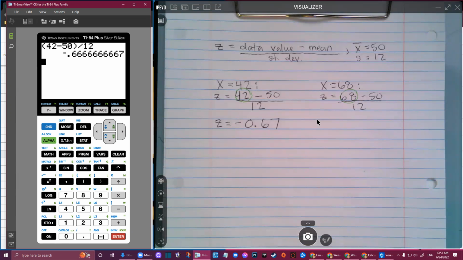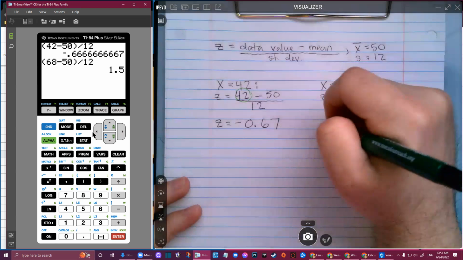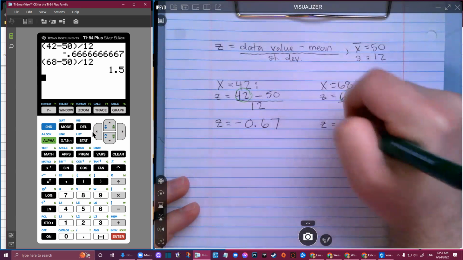To calculate the z-score for the x value of 68, since the only number that changes is that first number, I don't want to retype this whole thing. I'm going to press second enter, and that retypes my last entry. Whatever I typed on the last line, that's going to pop back up. But now I can go back and edit it. I'm just going to type right over 42 with 68. So that gives us a decimal of 1.5. So the z-score for a quiz score of 68 is 1.5.